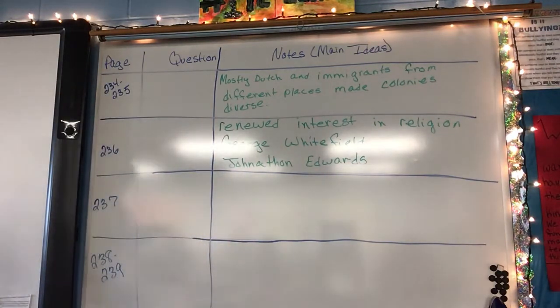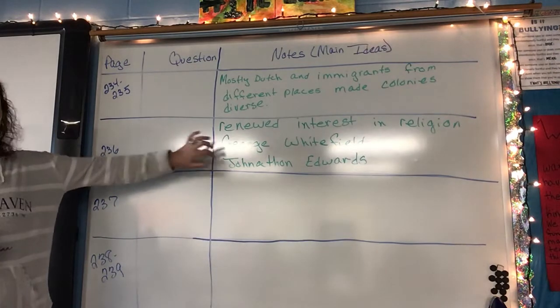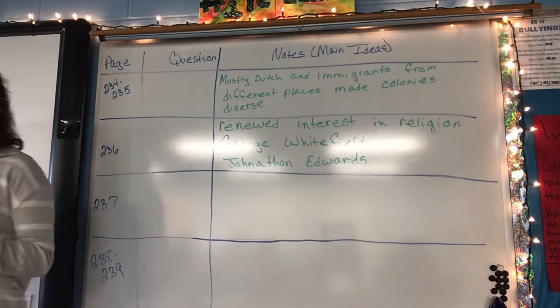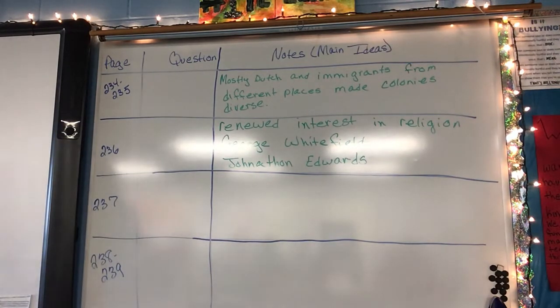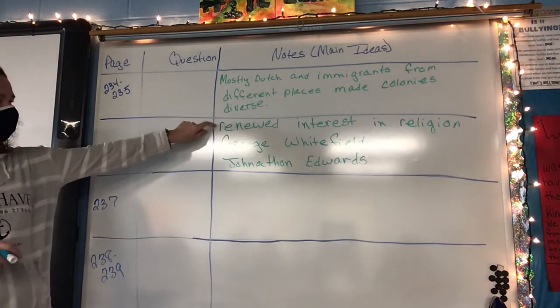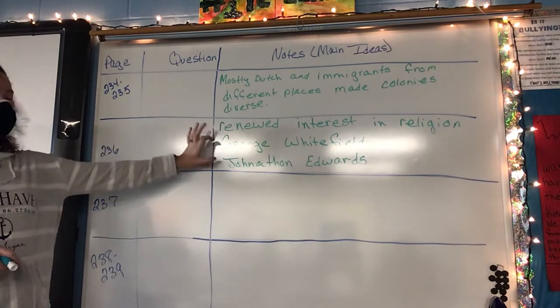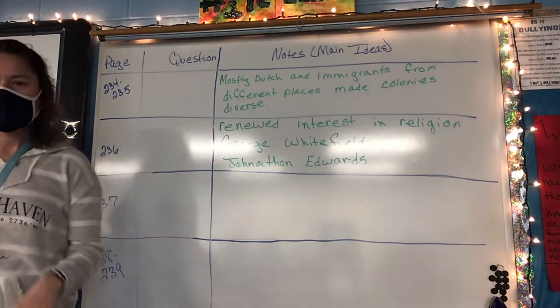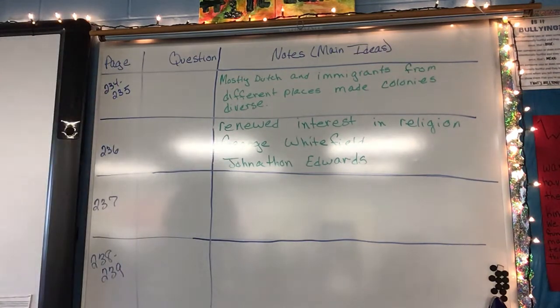Okay, you're going to want those names down if you didn't write them down. I forgot to write Jonathan. Well, add it in there. That's why we're doing this. You can go over and add it in. So here's the definition of what the Great Awakening was, and these are the two people that we need to keep in mind. Anything else for that second one on page 236?